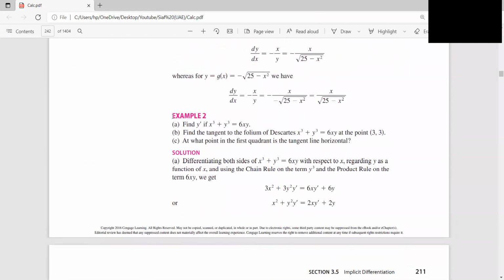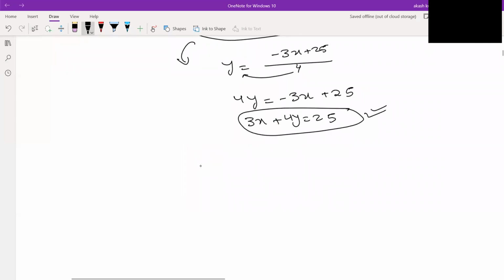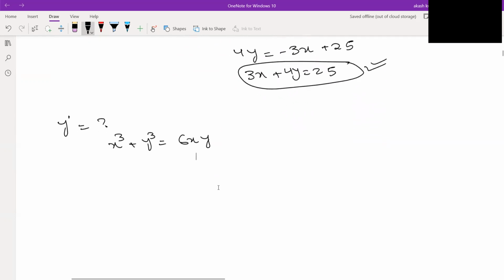So, okay, let's do example number 2. The question is that we have to find y dash if x cubed plus y cubed is equal to 6xy. Again, we can't simplify our y separately. We can't write our function in terms of y. It will be hard if we first simplify it in terms of y and then differentiate it. So we can directly differentiate it as the function is given to us.